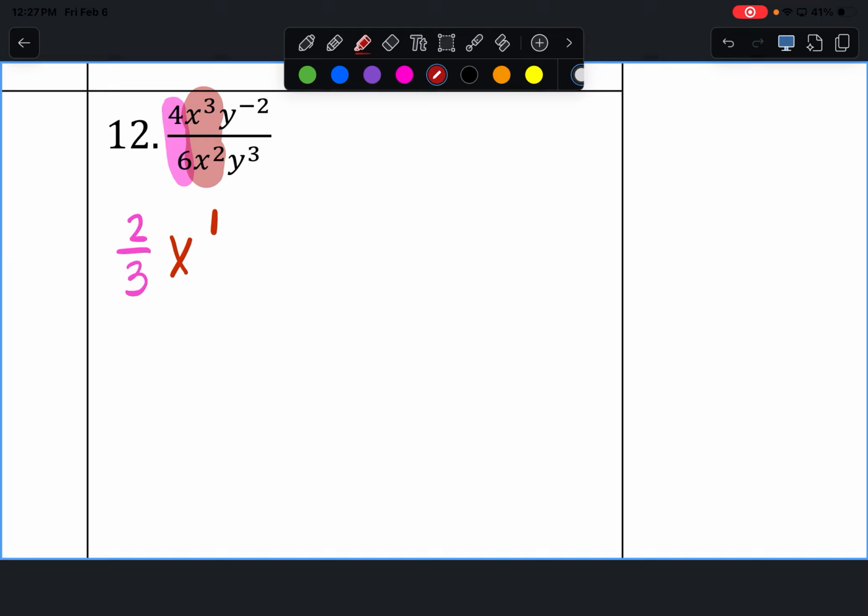Now, we have y to the negative 2 divided by y to the third. So we should have y to the negative 2 minus 3. What is negative 2 minus 3? Okay, now, can I leave my answer like this? No. Our answer should never have negative exponents in them. So we have our fraction 2/3. Where will x to the first power go?